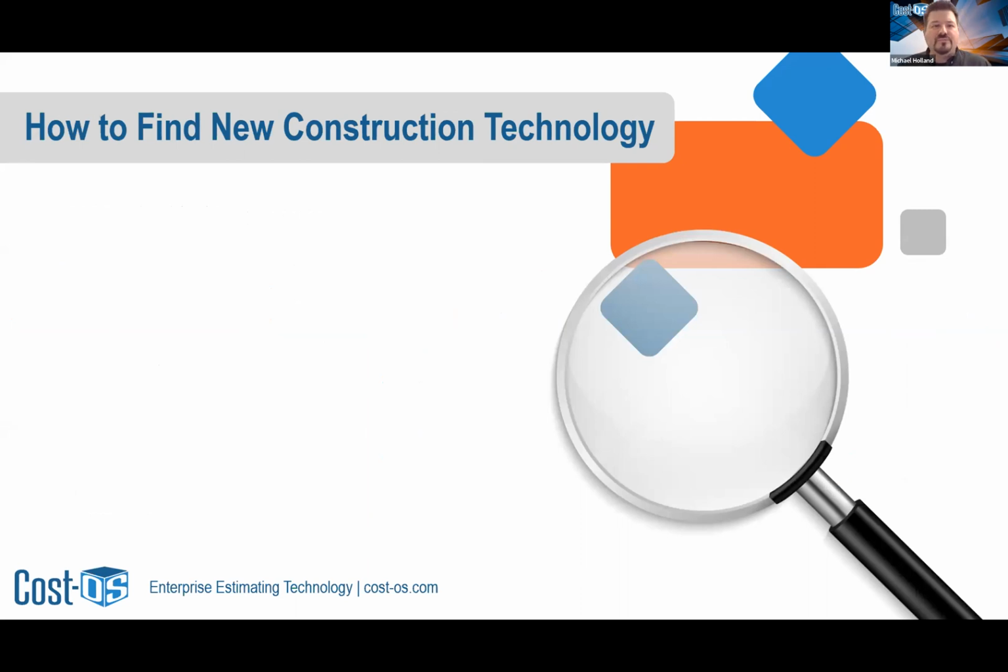So where do we go to find this new construction technology? According to FMI, a technology and construction firm, one of the main reasons for slower technology adoption is simply because many firms aren't aware of the solutions that are available to them. So where do we find it? Look to construction technology leaders.